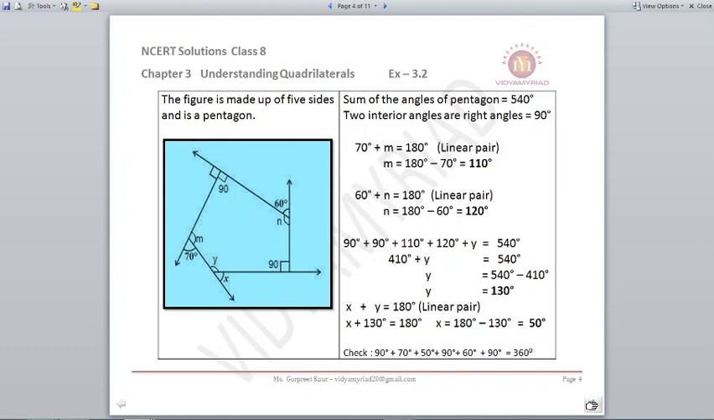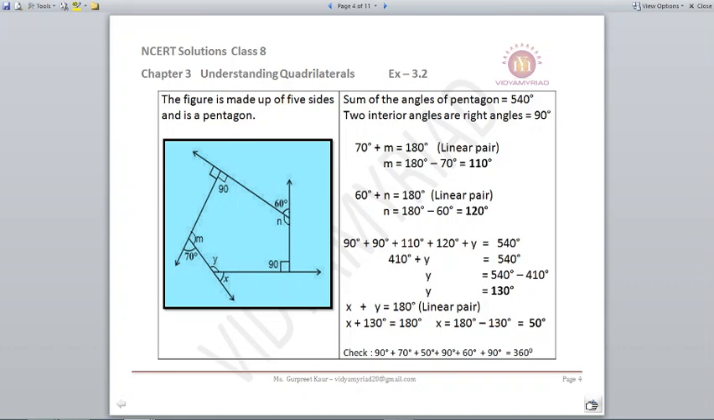If you look at m, 70 plus m is equal to 180 degrees because of the linear pair. So m is equal to 110 degrees. Secondly, n plus 60 will also be equal to 180 degrees because of the linear pair. So n comes out to be 120 degrees.